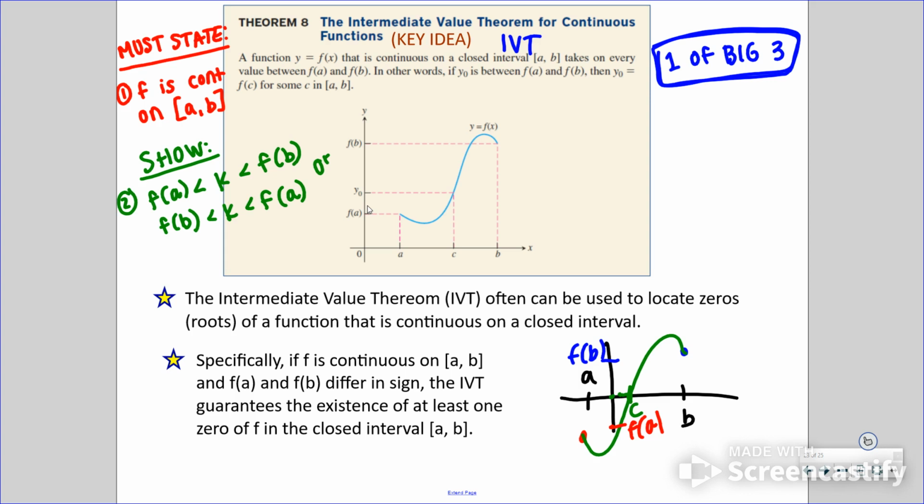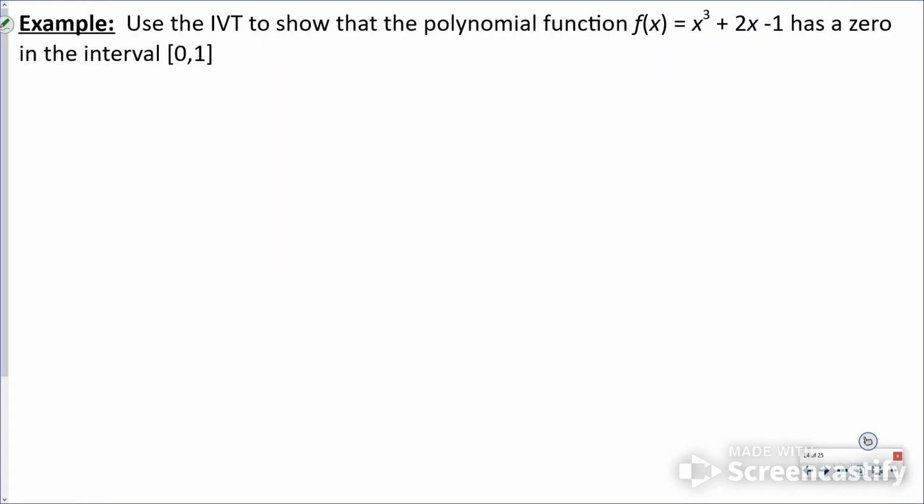Okay, so we're going to do like 2 examples together of this theorem. And I think I mentioned yesterday, I've seen this show up on FRQs, having to use this theorem, and you have to go through the steps of stating a hypothesis is met. So this one says, use the IVT, intermediate value theorem, to show that the polynomial function, this cubic, has a 0 somewhere on the interval from 0 to 1.